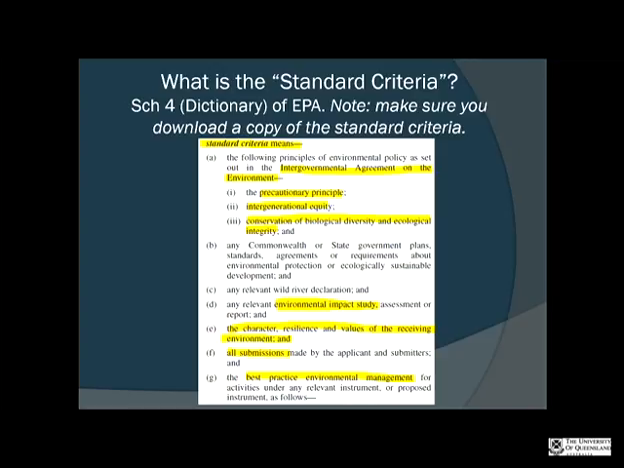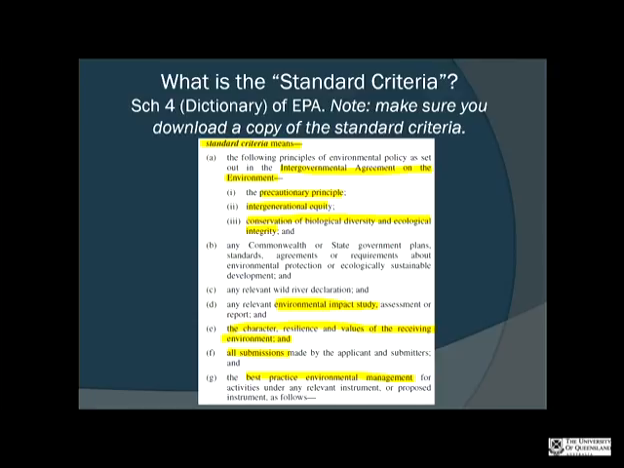What is the standard criteria? Well, it's a broad range of things, but it includes those principles of environmental policy that we talked about in week one. So the precautionary principle, intergenerational equity, and so on. They also need to refer to any relevant environmental impact assessment. They need to refer to the character, the resilience, and the values of the receiving environment. Any submissions that are made are also considered to be part of the standard criteria. And best practice environmental management is also something that should be taken into account.